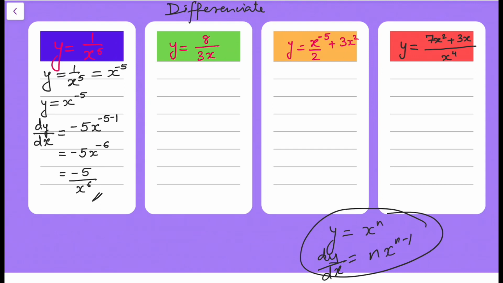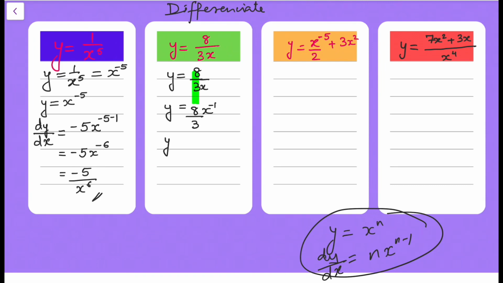The next one is y is equal to 8 over 3x, and x is in the denominator. Now when we bring x to the numerator, we only bring the x, we do not bring 3, right? We only bring x, just keep that in mind. So now we'll make it 8 over 3 and then x to the power of minus 1 in the numerator, right? Very common mistake, students bring 3 in the numerator as well.